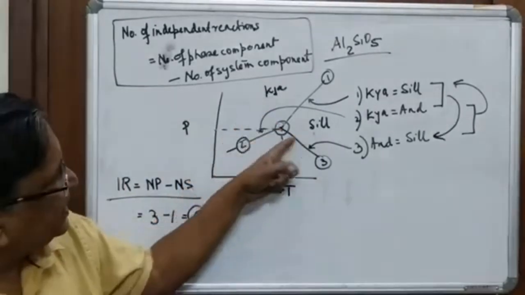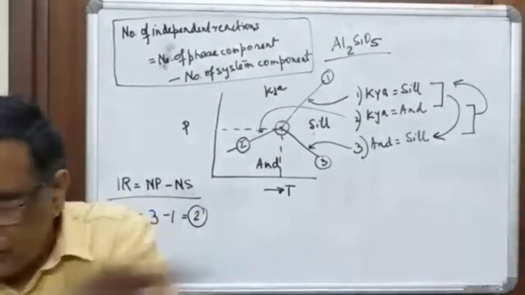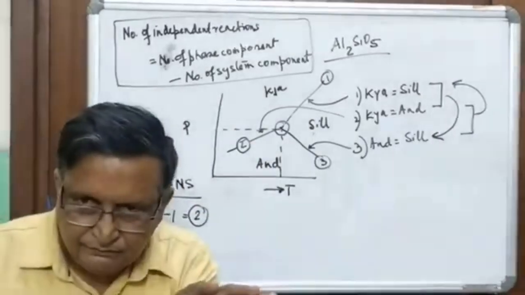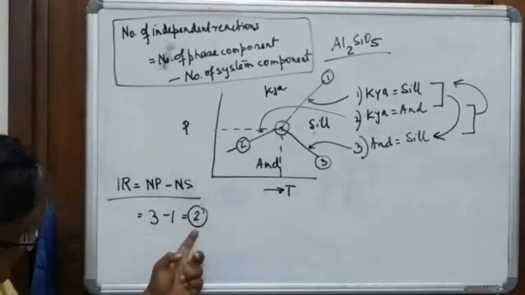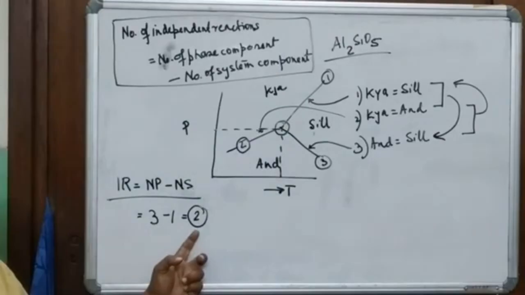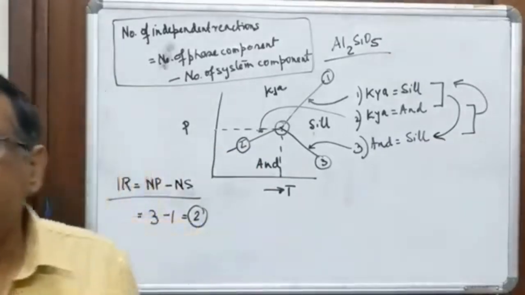Kyanite, sillimanite, and andalusite are all pure phases, so composition is not a variable here. So you have pressure and temperature, and you have 2 independent reactions. 2 independent reactions means 2 equations. If you have 2 equations, you can find out 2 variables. That's how it is.